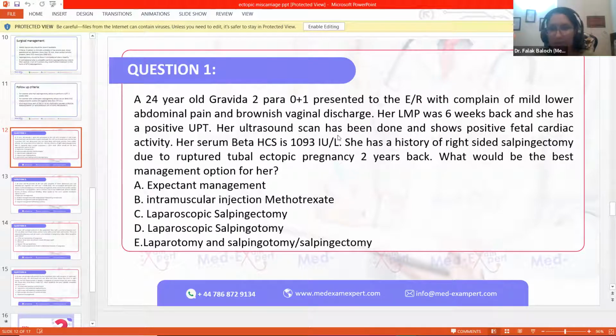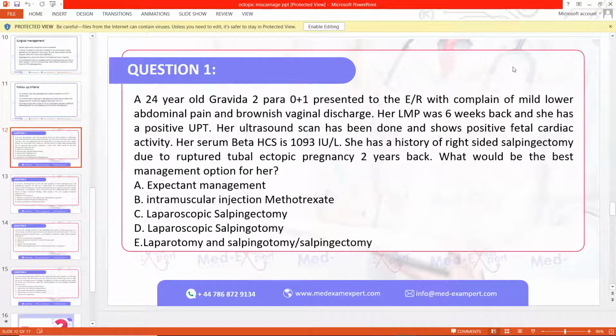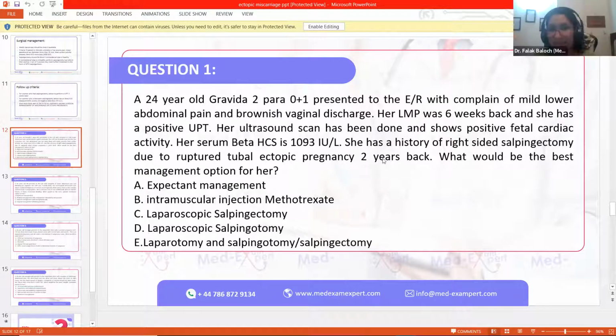So this is another ectopic, and the reason we are going for salpingotomy is that she has had a salpingectomy previously, and also she has a positive fetal cardiac activity. Am I clear? Yes, it is not written that it is intrauterine or of unknown location. Yes, this is basically an ectopic pregnancy of the left side. I should have mentioned it obviously, but I hope it's clear to you guys, or do you want me to repeat it for you?